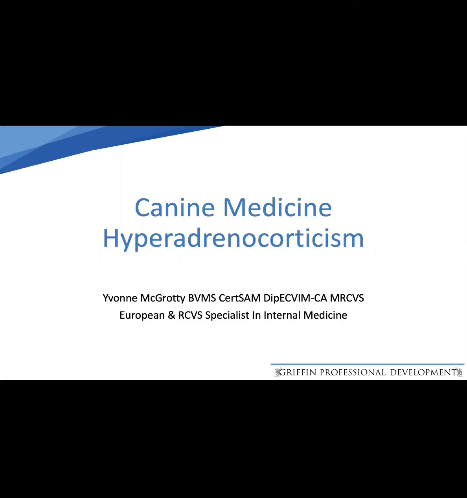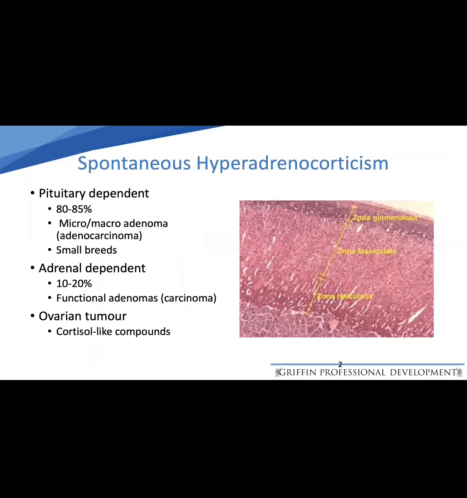Today's module is going to be on the subject of hyperadrenocorticism, otherwise known as Cushing's syndrome. First of all, we have to consider how Cushing's comes about, and I should remind you that the reason it's called Cushing's syndrome is because it was first described by Dr. Harvey Cushing back in 1932, so it's still a relatively recent disease that's been identified in small animal patients. It's associated with an excess of cortisol production from the adrenal glands.